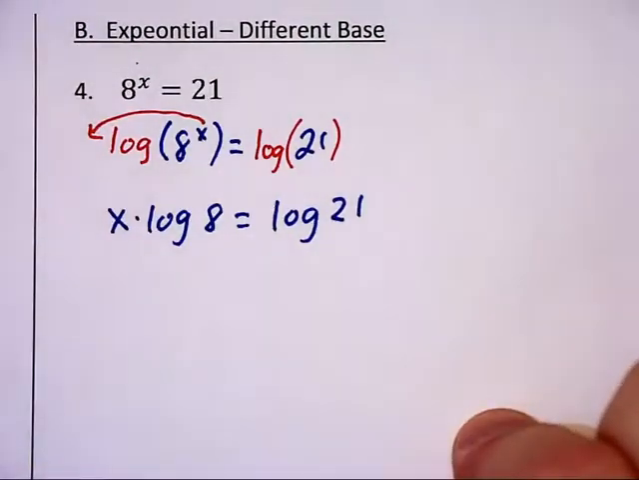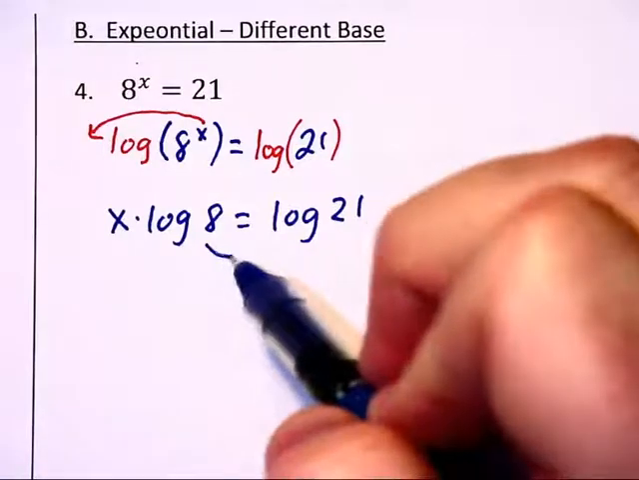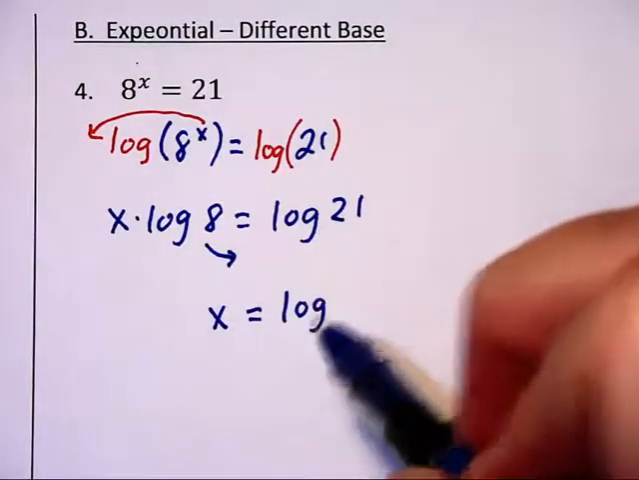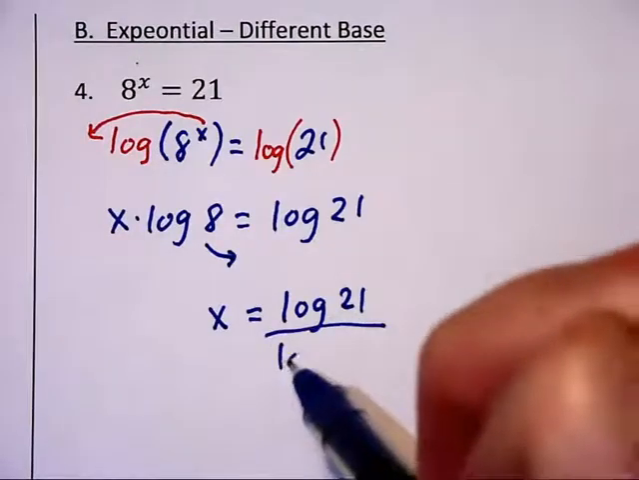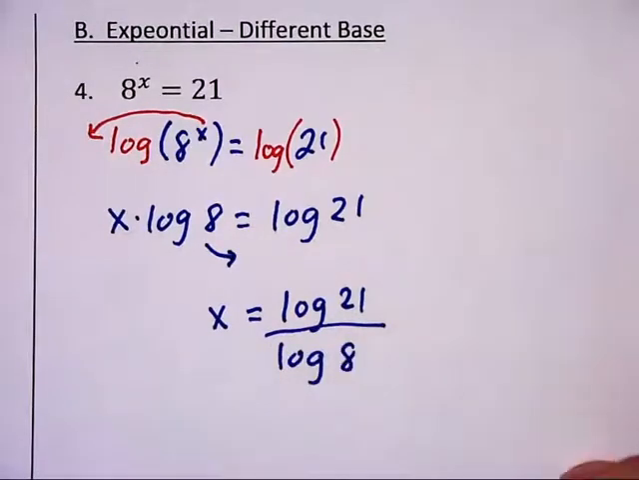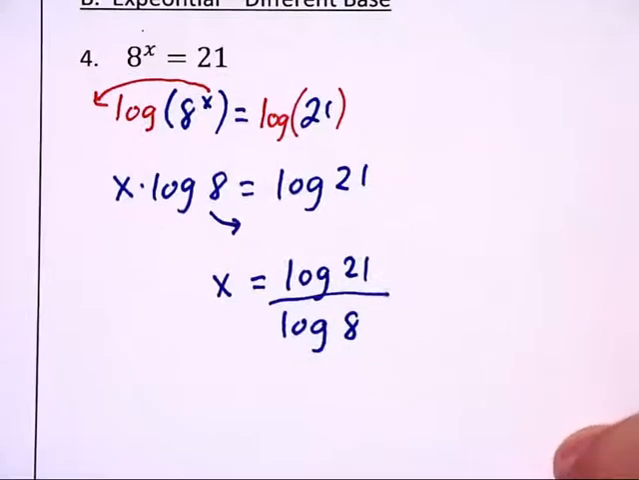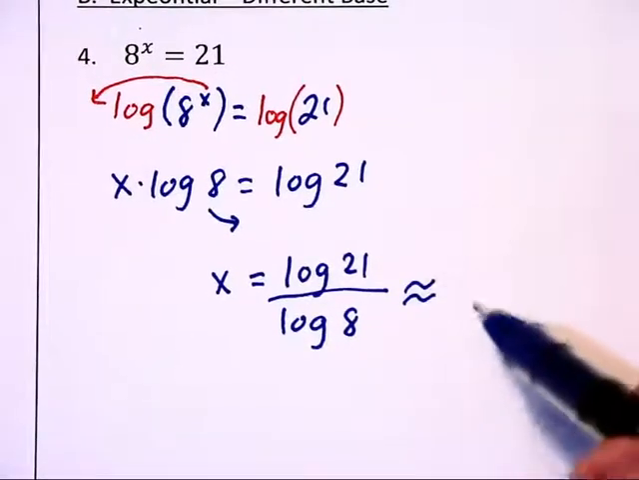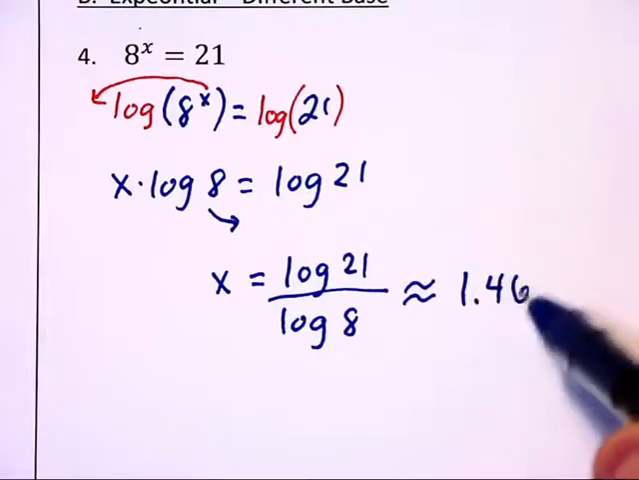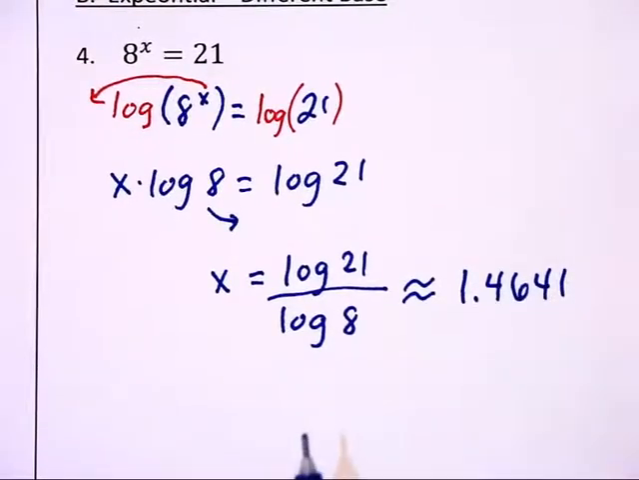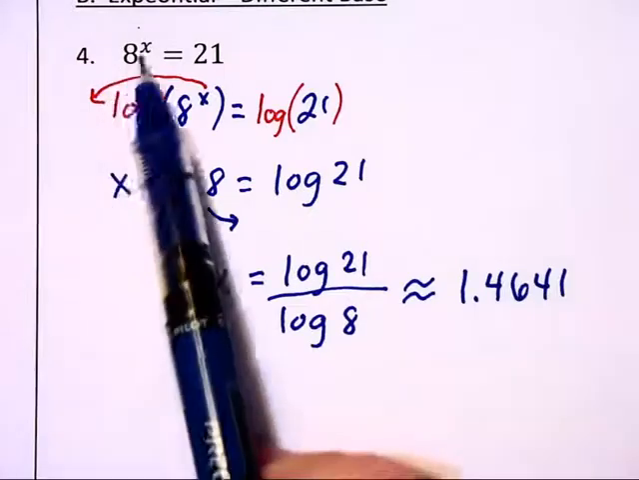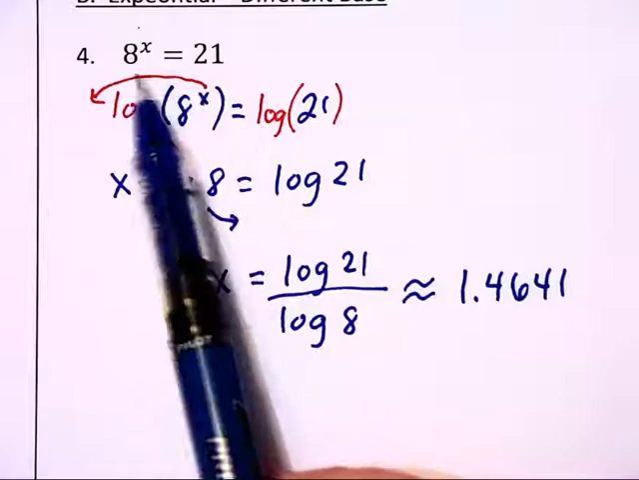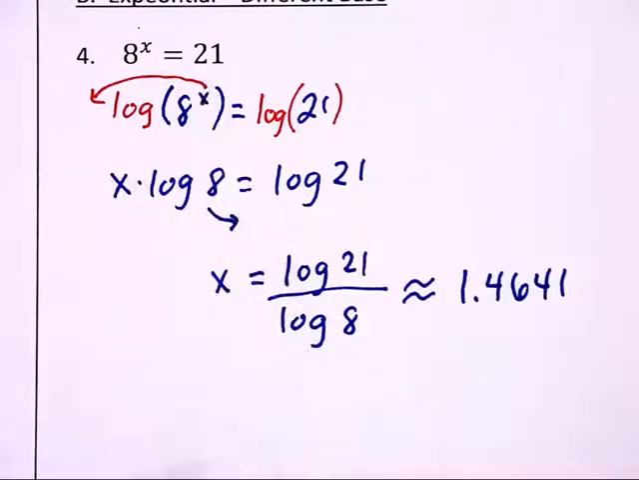Now, since the log of 8 is a number, we can just divide it off of each side, and we can have x is equal to the log of 21 divided by the log of 8, which we would then use our calculator to approximate, and it turns out that when you round it to about 4 places, you get 1.4641. Now, if you think about this, 8 to the first is 8, and 8 to the second is 64. So we would expect our answer to be between 1 and 2.